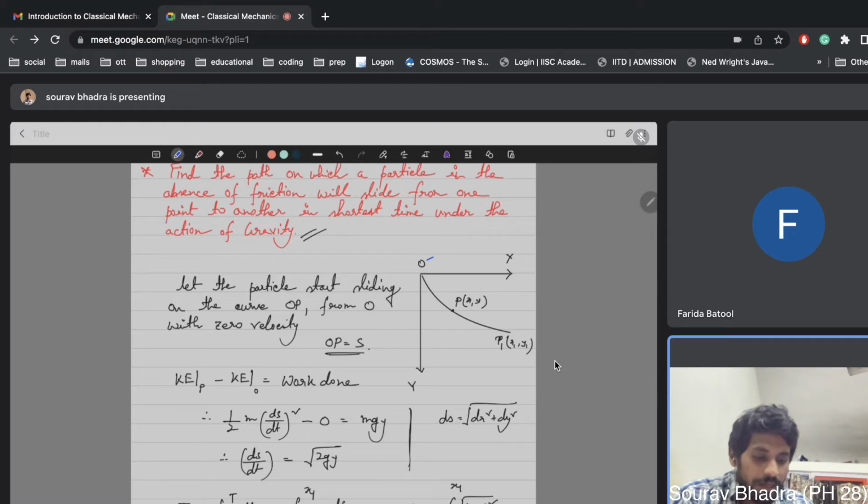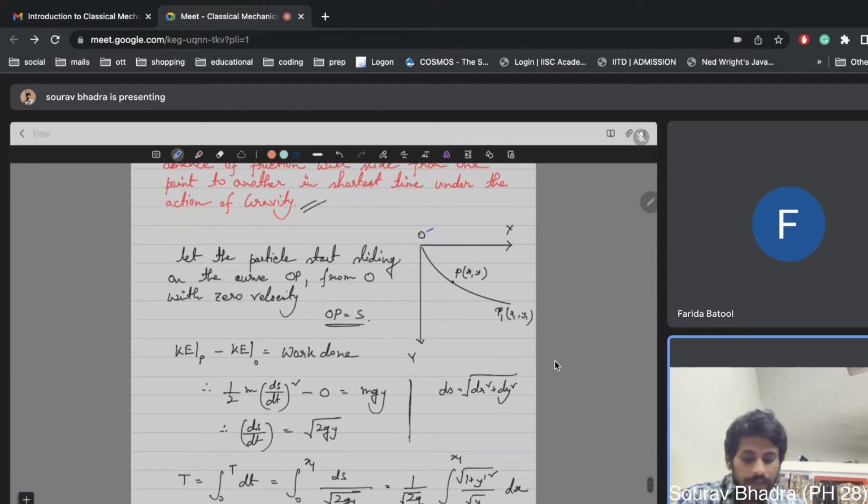This point P is the position of the particle at some time t. So we can write this according to the energy conservation equation, and from there you will get this equation.